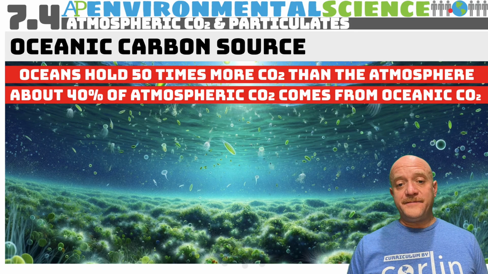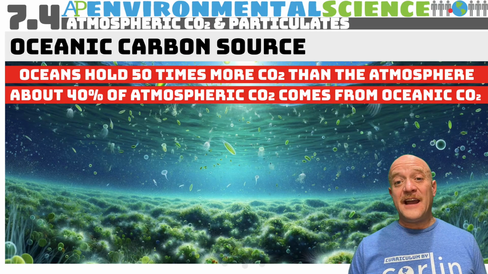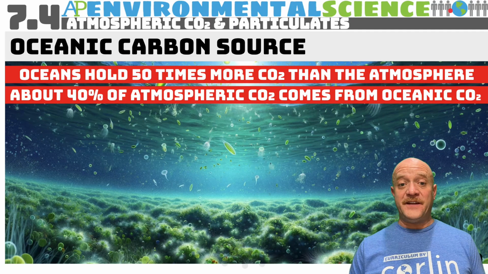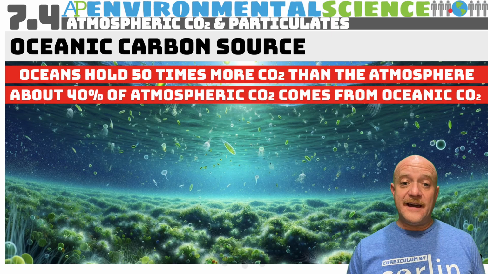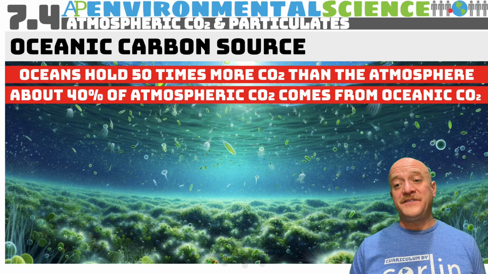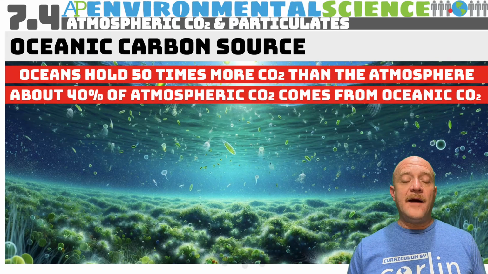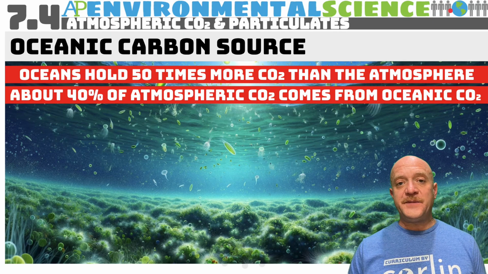Now, the ocean is holding 50 times more carbon dioxide than the atmosphere. That is a lot, and about 40% of the atmospheric carbon dioxide comes from the oceanic carbon dioxide. There is an easy change between dissolved carbon dioxide and atmospheric carbon dioxide. So it's basically a reversible cycle.